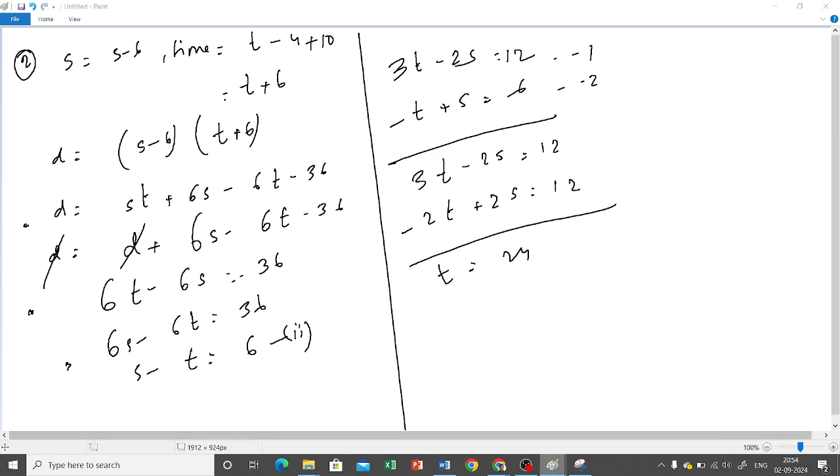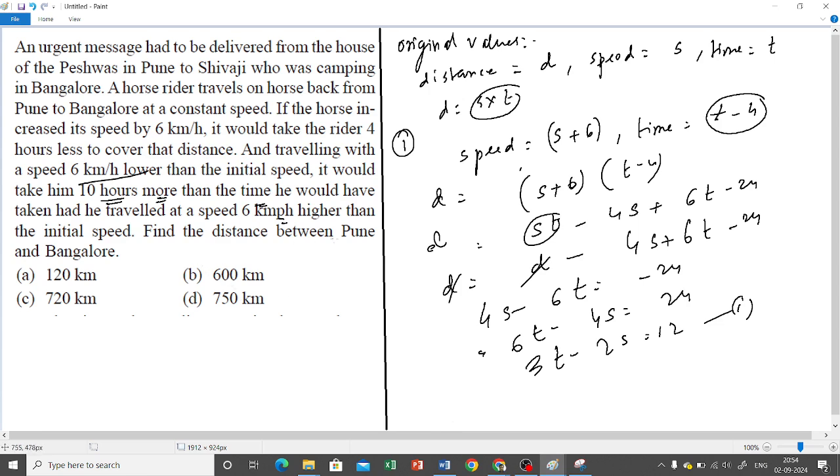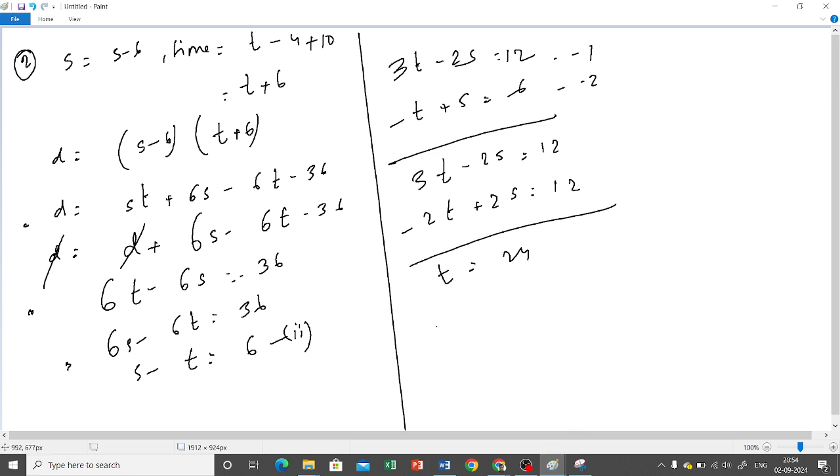t equals 24. What do we need to find out? Find the distance between Pune and Bangalore. So I got t is 24, so put it anywhere. s minus 24 equals 6, so s equals 30. So what is the D? D equals s into t, that is 30 into 24, that is 720.